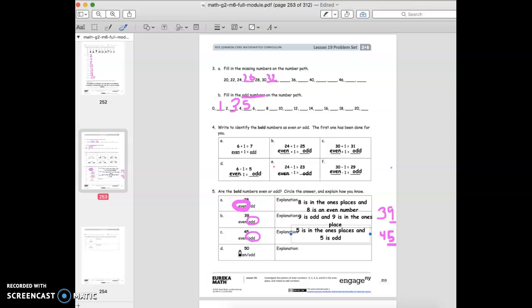Now our last one is 0. If we count by twos, we always will start at 0 because 0 plus 2 equals 2. So 0 is an even number, and this you should have learned if you watched the video that I posted and on Zearn. So we have a 0 in our ones place, so our explanation is, and I want you to come up with this one on your own, and you should see the pattern going on here. Okay, I hope this helped.